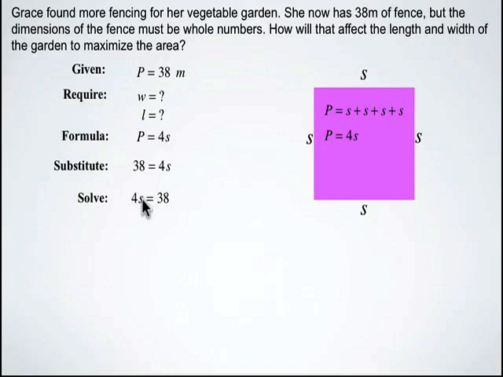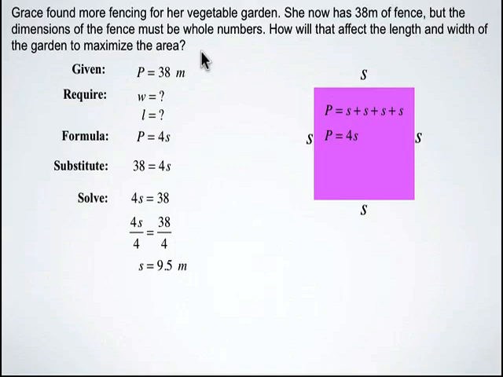So we have 4s equal to 38. We need to get that s all by itself. We need to isolate it. To do that, we need to divide by the coefficient, or the number in front of the variable, which is 4. So we'll divide both sides by 4. When you divide 38 by 4, you're going to get 9.5 meters.